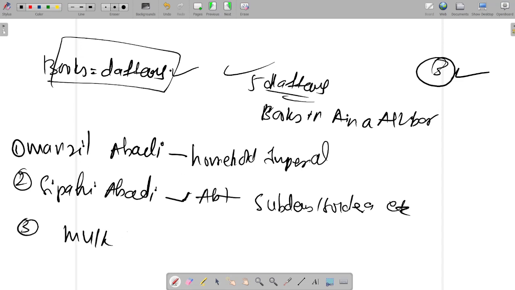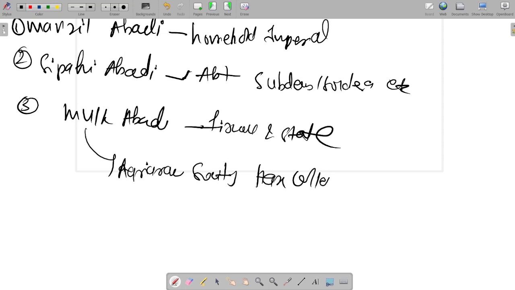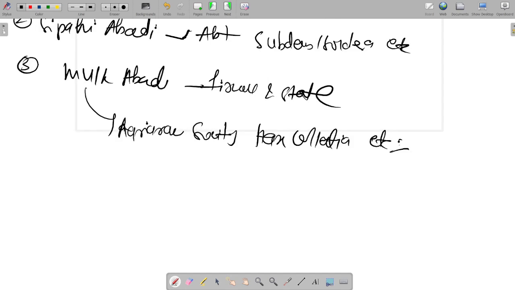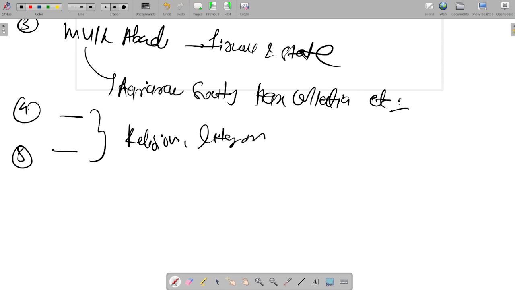Third is Mulk Abadi. It mentions the fiscal matters and the state. It also mentions details of agrarian society, its tax collecting system or revenue, etc. The fourth one and the fifth one are both related to the religious, literary, and cultural traditions of India.